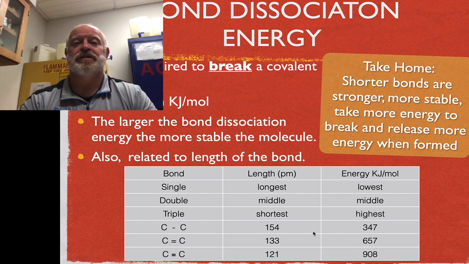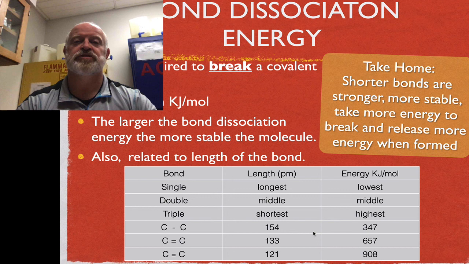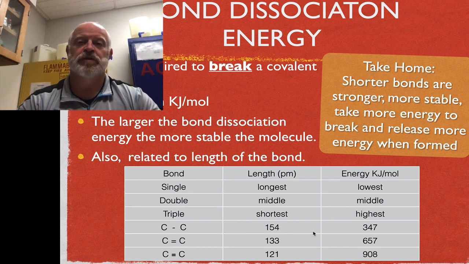That plays a role because stability is the ultimate goal for all of our elements. They want to become as stable as possible or get to the lowest energy state possible. So to get to the lowest energy state, triple bonding is preferred. All right, guys, that is bond dissociation energy and how that works.